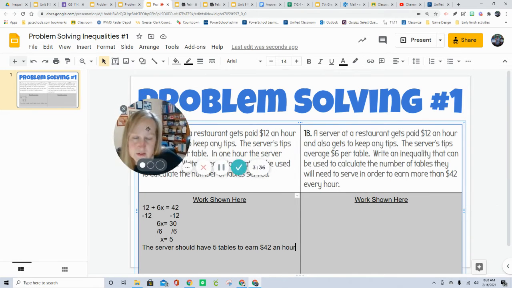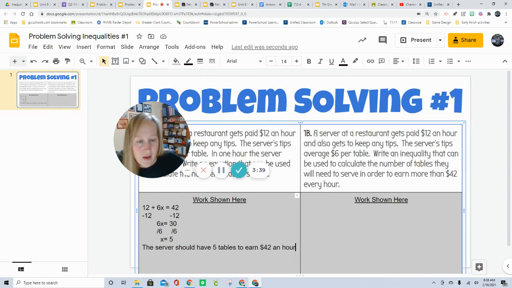All right, so what is the point of this when we have 2 sides? Let's read this other situation. A server at a restaurant gets paid $12 an hour and also gets to keep any tips. Seems the same. The server's tips average $6 per table. Write an inequality, different, that can be used to calculate the number of tables they will need to serve in order to earn more than $42 an hour. So basically, we need the same thing over here, but this needs to be more than. So the amount here needs to be more than $42. And then we're going to solve.